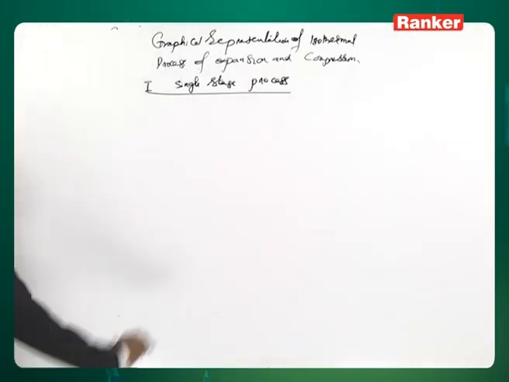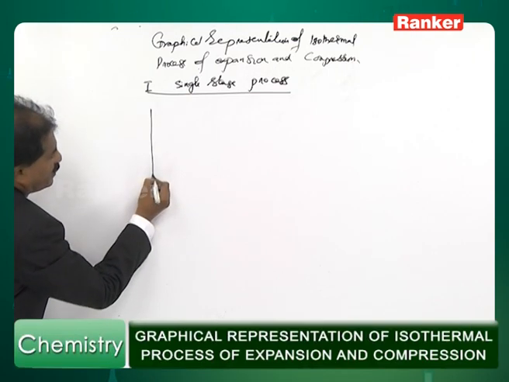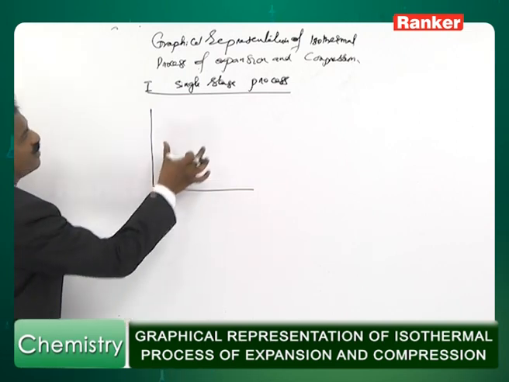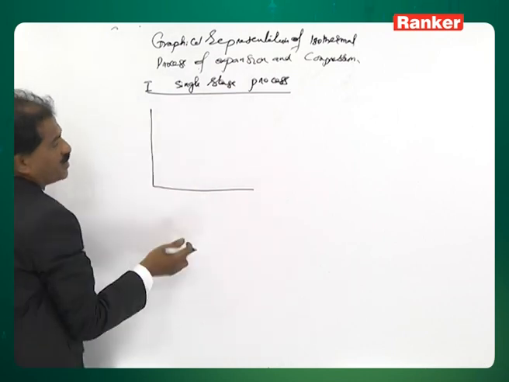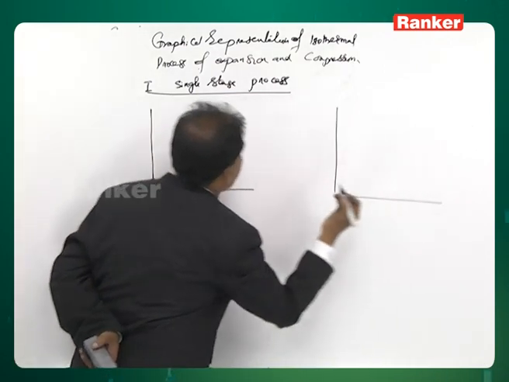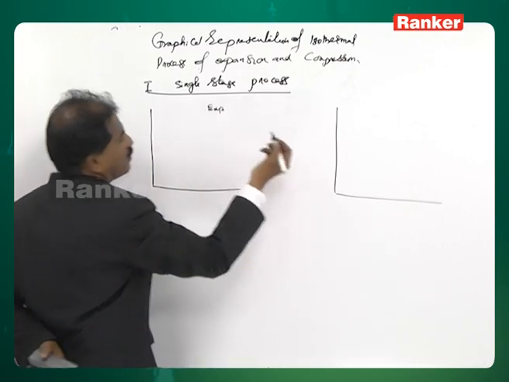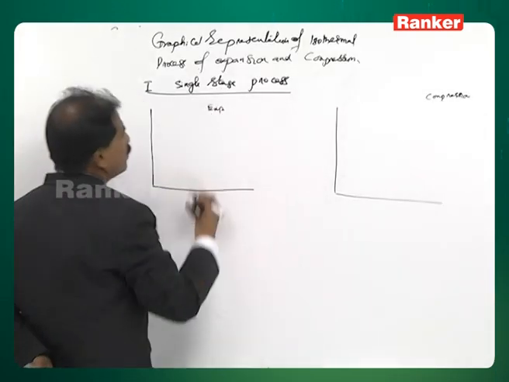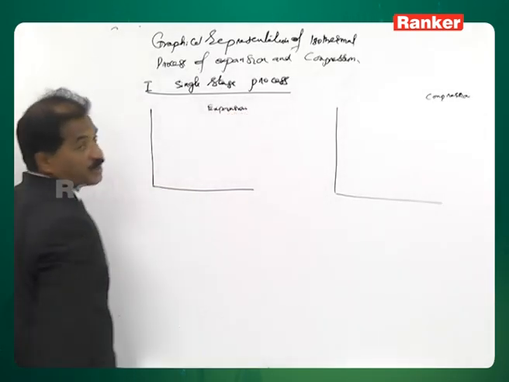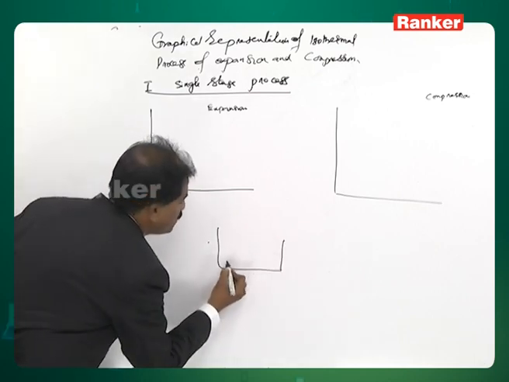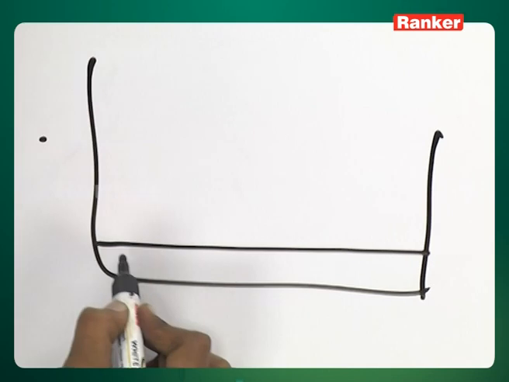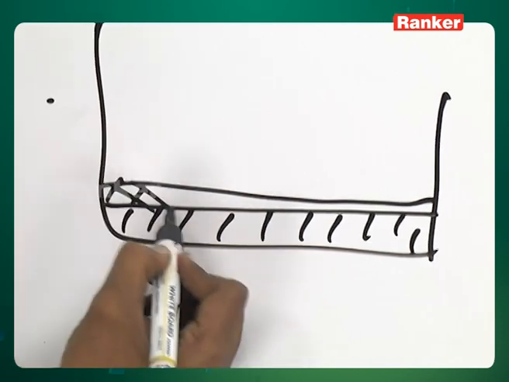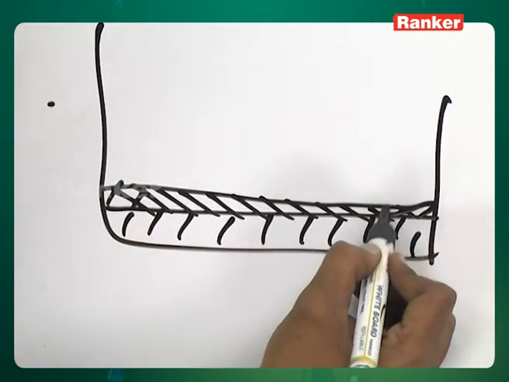Single stage process. Say that isothermal expansion or compression we are trying to represent graphically. Now first we are selecting that single stage expansion or compression. This is expansion, this is compression. See, during the expansion, say first let us say we have taken the gas up to this level. This is the movable piston.